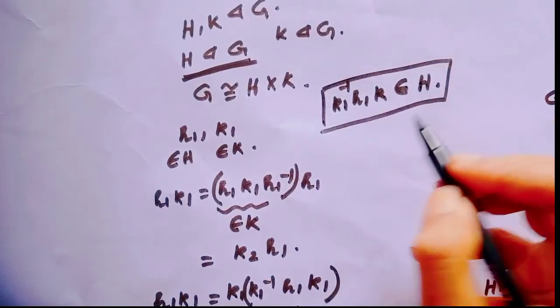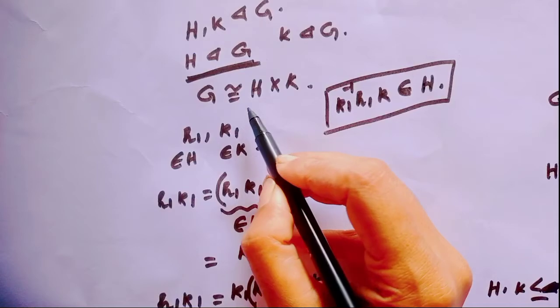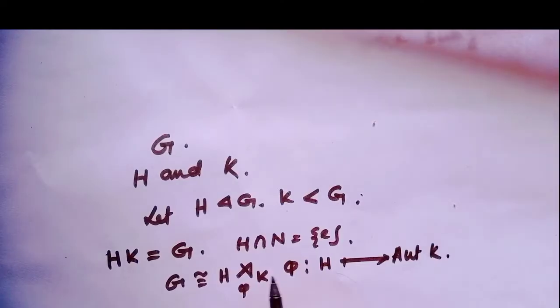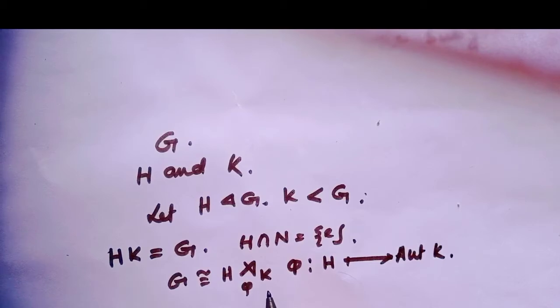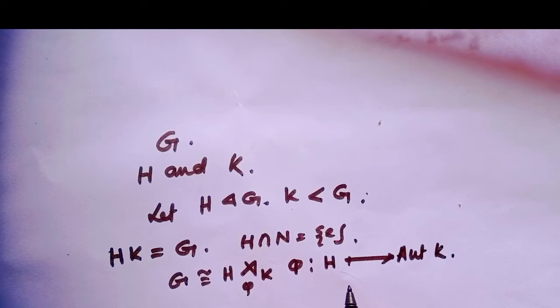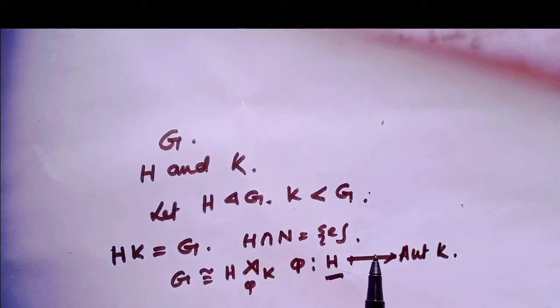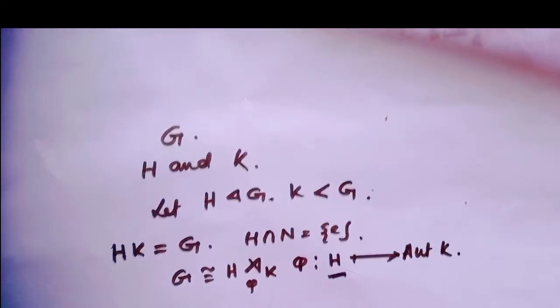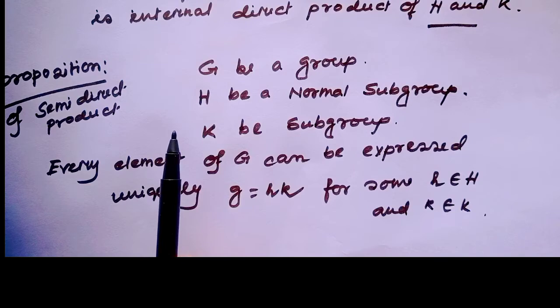So this cannot be isomorphic to the whole group G. Only when one subgroup is normal, this is isomorphic to the semi-direct product with the homomorphism part, where phi is the homomorphism from H to the automorphism of K, and here A is the given normal subgroup of the entire group G. Then there exists a nice proposition of semi-direct product.